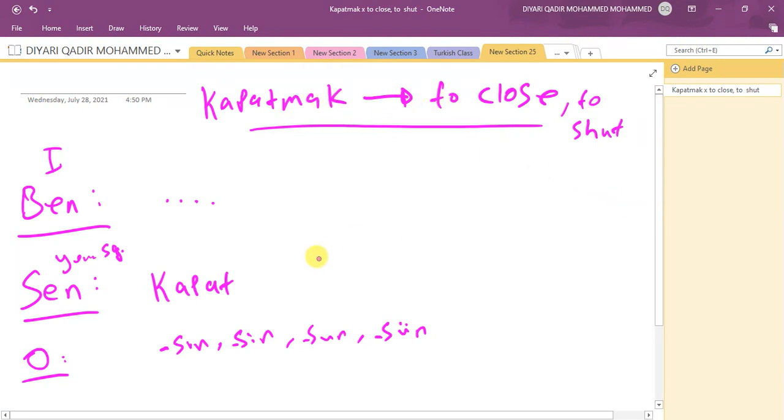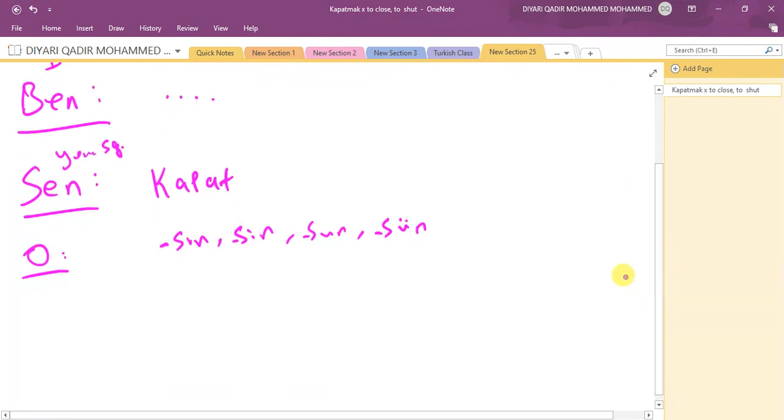For example, if I order the third person, I'm telling somebody, o kapatsın. That means the third person must close or should close something. Or kapıyı kapatsın. That means you are ordering the third person to close the door.